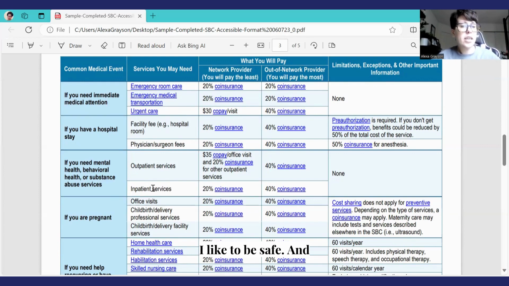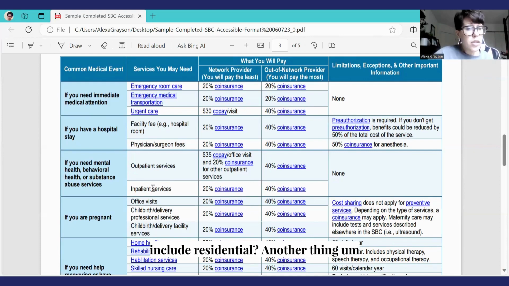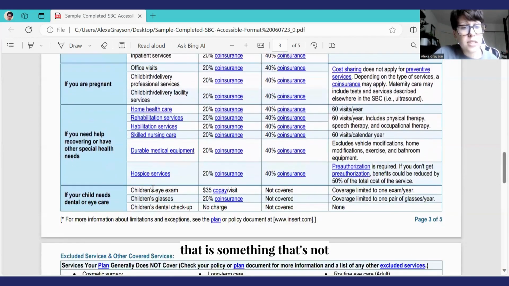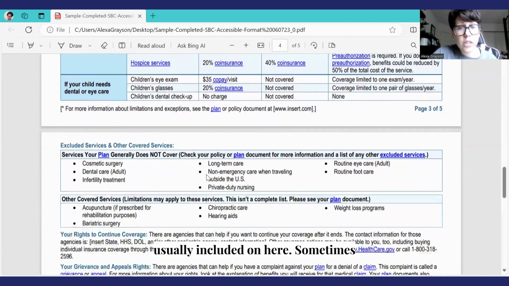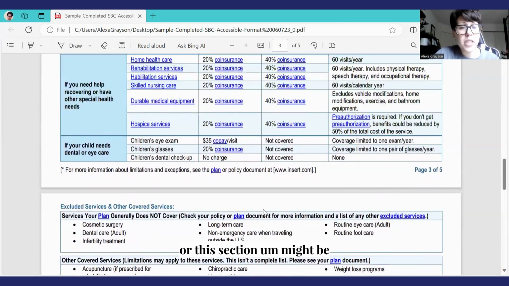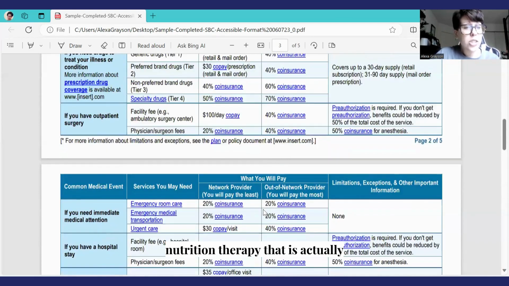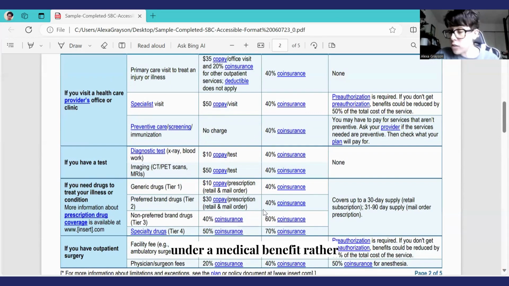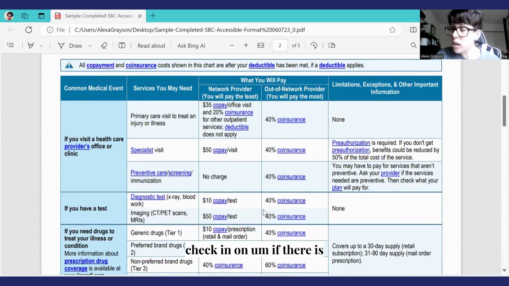So I like to be safe, and once I choose a plan, I like to call in and ask specific questions. What behavioral health levels of care does my plan cover? Does that include residential? Another thing that's not usually included on here, sometimes it'll be in this section or this section, might be nutrition therapy. That is actually under a medical benefit rather than psychiatric or mental health. So that's something also that often I suggest calling to check in on.